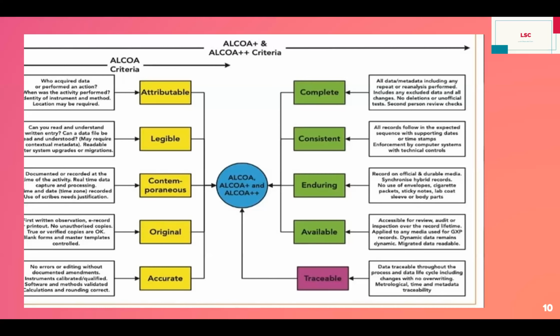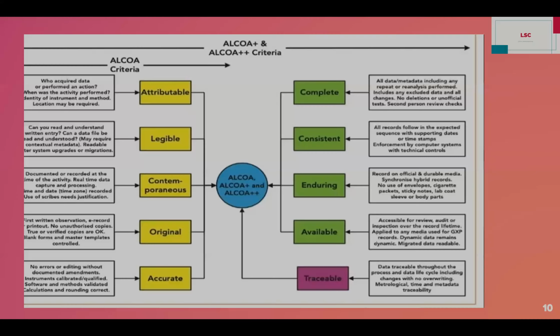And consistent. Consistent means all the records follow the expected sequence. Enduring: should be available on the media, always available, accessible for review. Whenever we have the audit, it should be available within the prescribed time period. Traceable: data should be traceable throughout the process. So this is the ALCOA plus plus. Traceable is ALCOA plus plus.